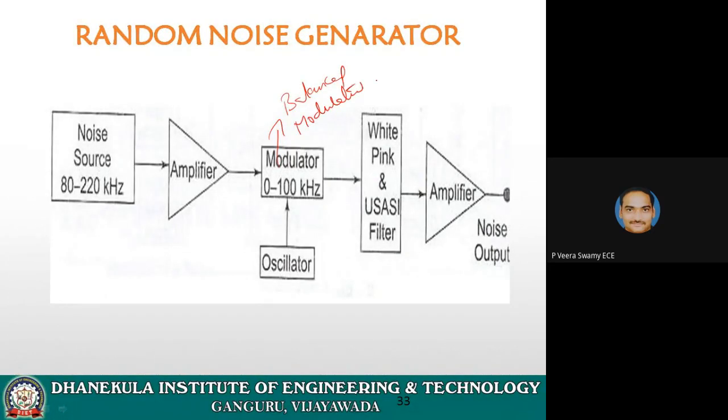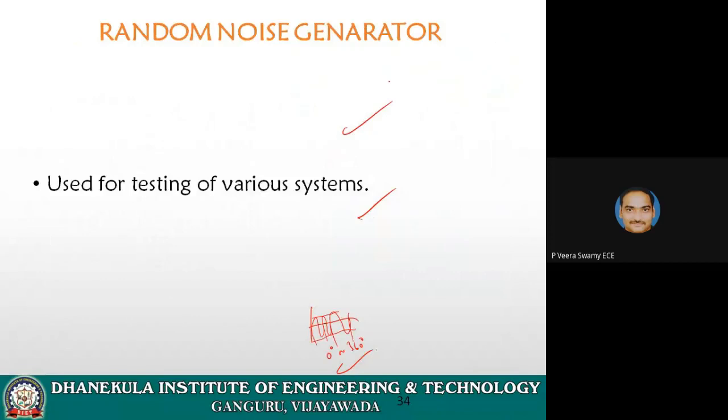What is another name for a balanced modulator? It's a balanced modulator or product modulator. The other name for a balanced modulator is product modulator.